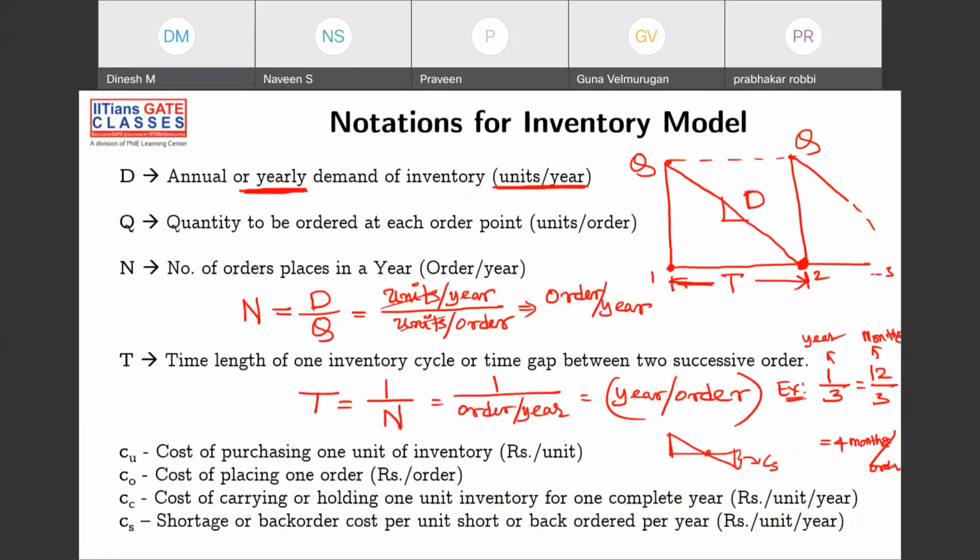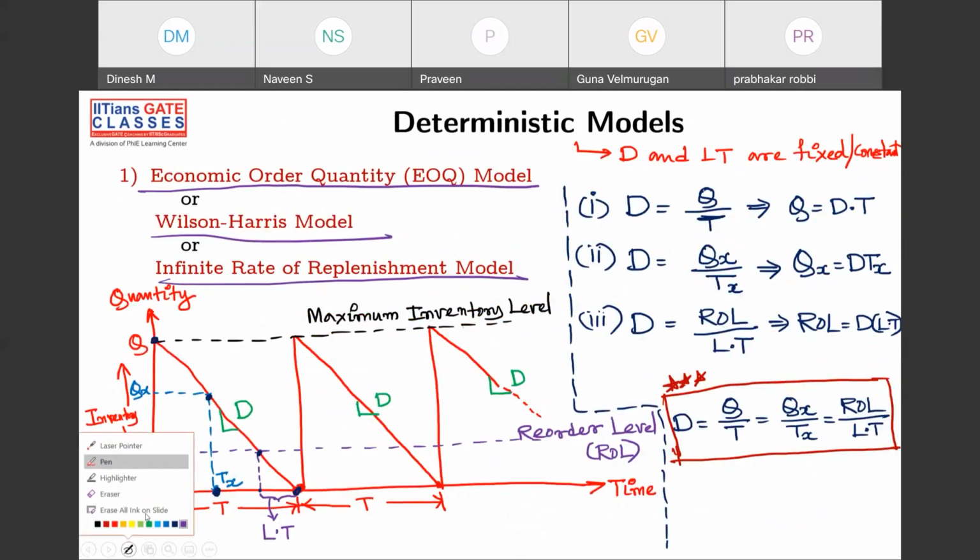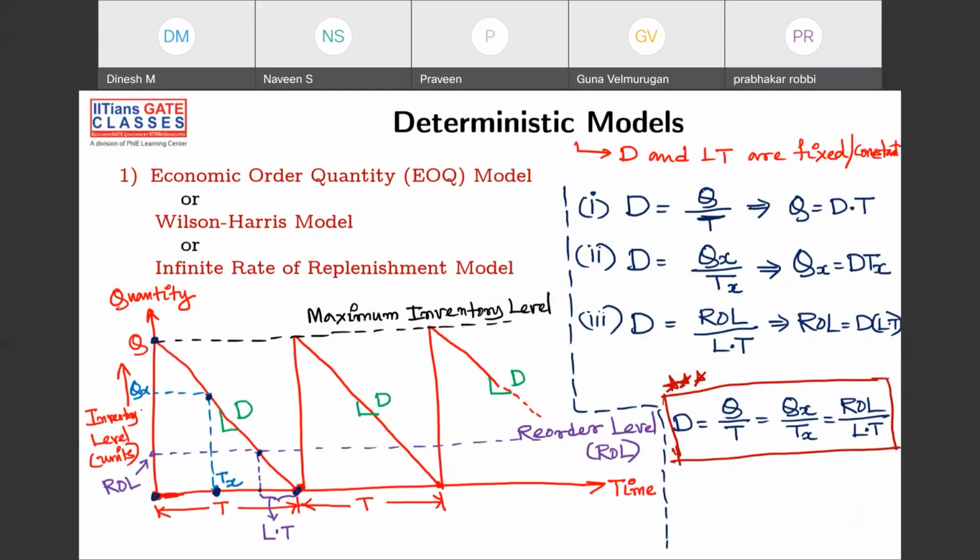First model in deterministic models is the economic order quantity model, or Wilson-Harris model, or infinite rate of replenishment model. If you see the graph here, everything has been mentioned. Already we have seen that Q is the quantity, that is the maximum inventory level. Maximum inventory level means the maximum quantity that you are trying to order, so that you can use it in later stages. So that is called quantity Q.